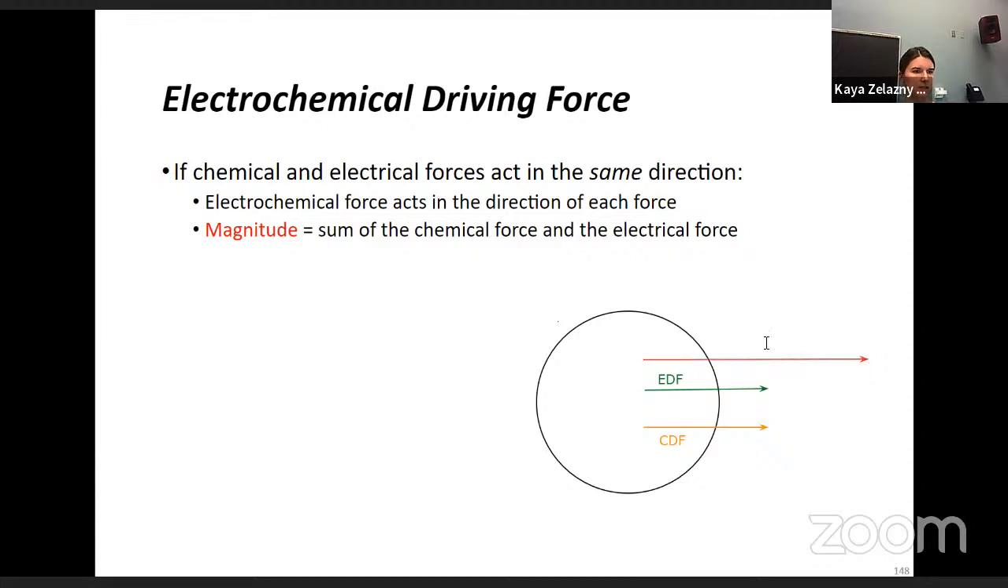So our total force here, which is the one we ultimately care about, if we looked at the cell, those particles are going to follow that electrochemical driving force. Our ECDF is going to point out. Its magnitude, how big it is going to be, is that sum of the chemical force and the electrical force. We won't be calculating that in math terms, but we want to be able to compare sizes. This is bigger, this is smaller. Does this setup make sense here? Cool.